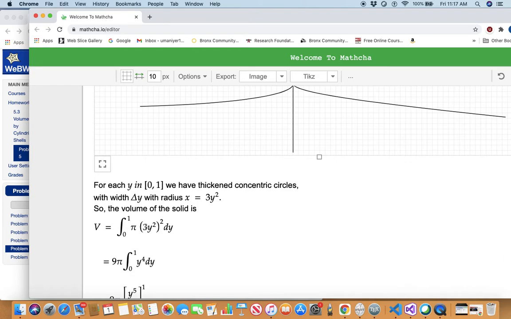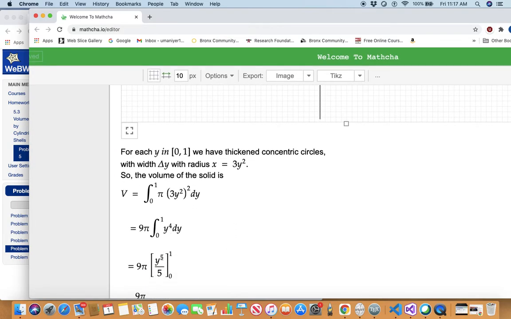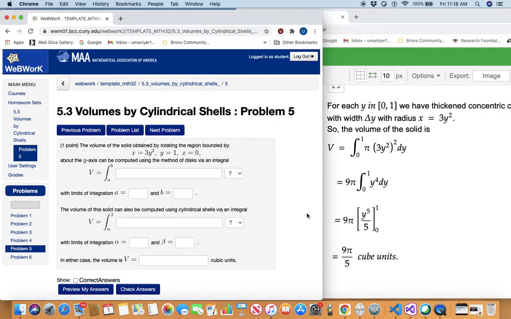So pi, 3 squared is a 9, y squared is y to the power 4. And if I integrate it, I get y to the power 5 over 5. Limits of integration 0 to 1, 9 pi over 5. So this was an easier one with washers. So let's work with this. So for washers or discs, here is dx. My integrand is 9 pi y to the power 4. So multiplying 9 pi to y to the power 4. Limits of integration are 0 to 1.